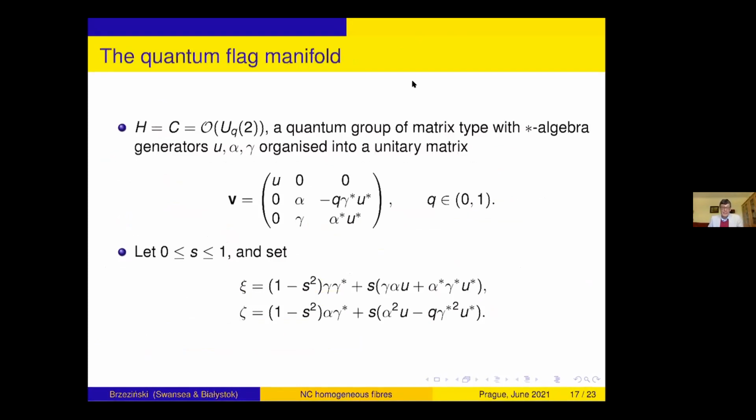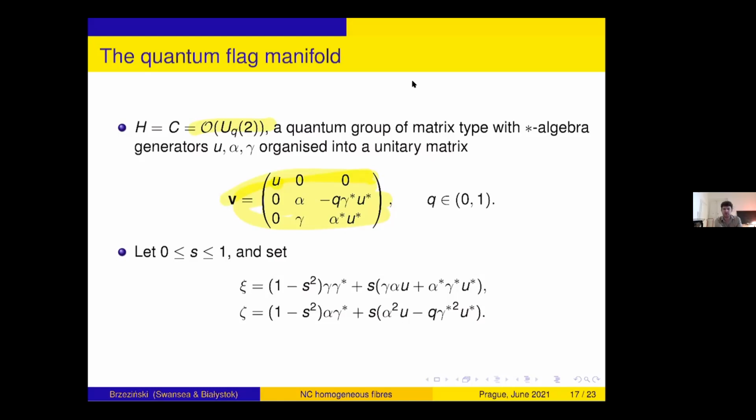The first example, the quantum flag manifold. We start with, in this case, H equal to C. S and H equal to C is the coordinate algebra of the quantum group UQ2. This can be thought of as generated by this matrix, where now there is a star. U is a central unitary element, a generator, and alpha, gamma satisfy the usual Woronowicz conditions for SUQ2. So alpha gamma is Q gamma alpha, and so on and so forth.